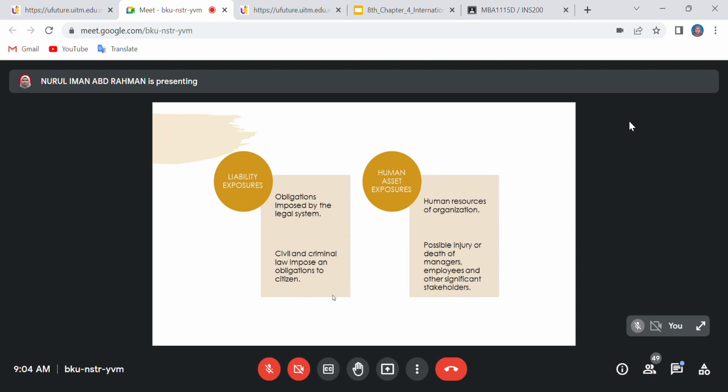So that is one of the examples. Let's say you play with your friends, suddenly you do something crazy, playing with a knife and someone gets hurt. Then you are exposed to the liability of a receipt. Okay. The last one, human asset exposure.